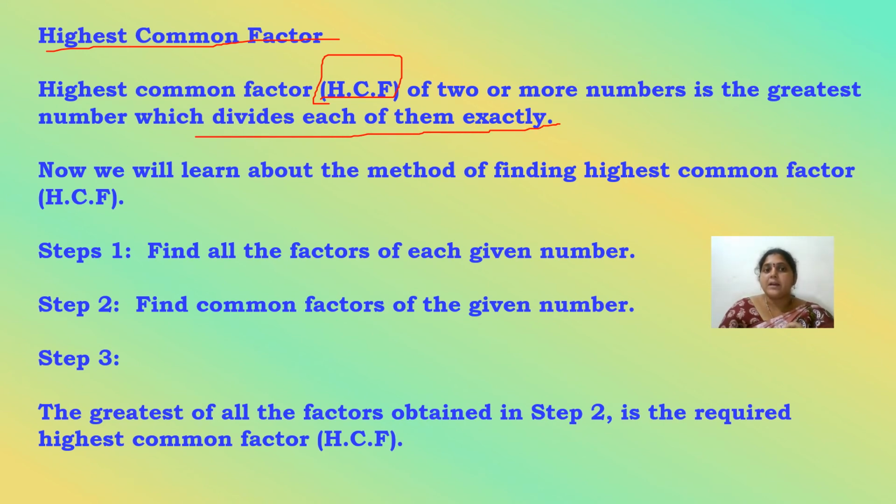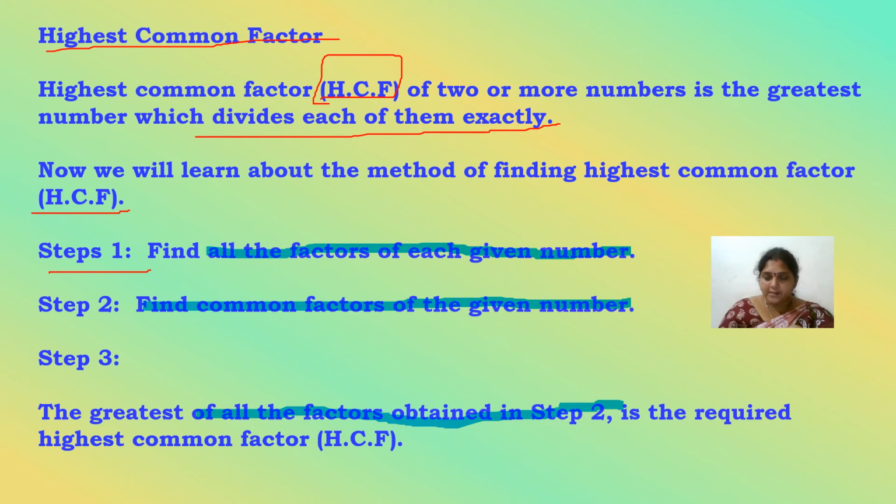Now we will learn about the method of finding the highest common factor, HCF. For this we have to follow some steps. Step 1: Find all the factors of each given number. Step 2: Find the common factors of the given numbers. Step 3: The greatest of all factors obtained in step 2 is the required highest common factor.